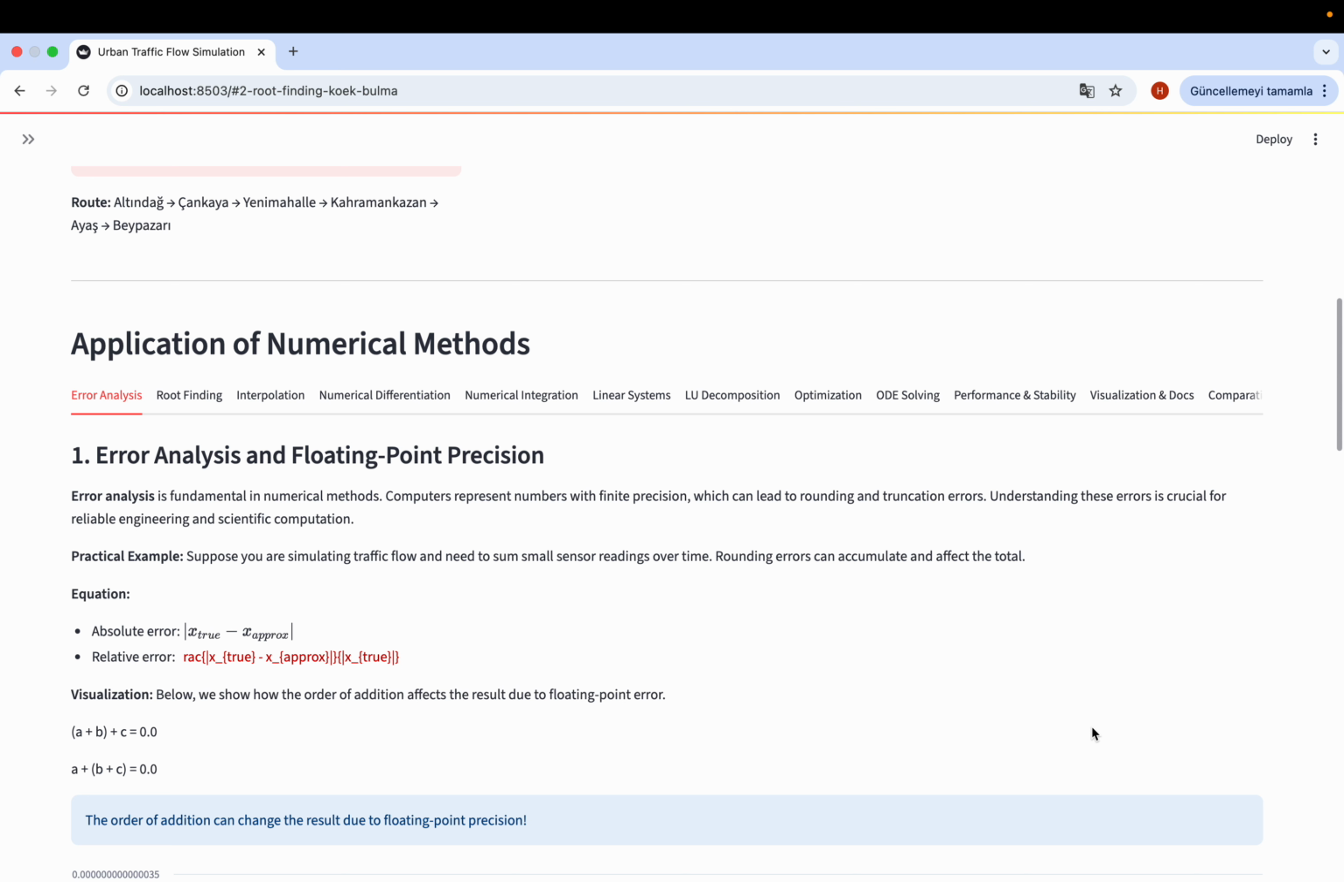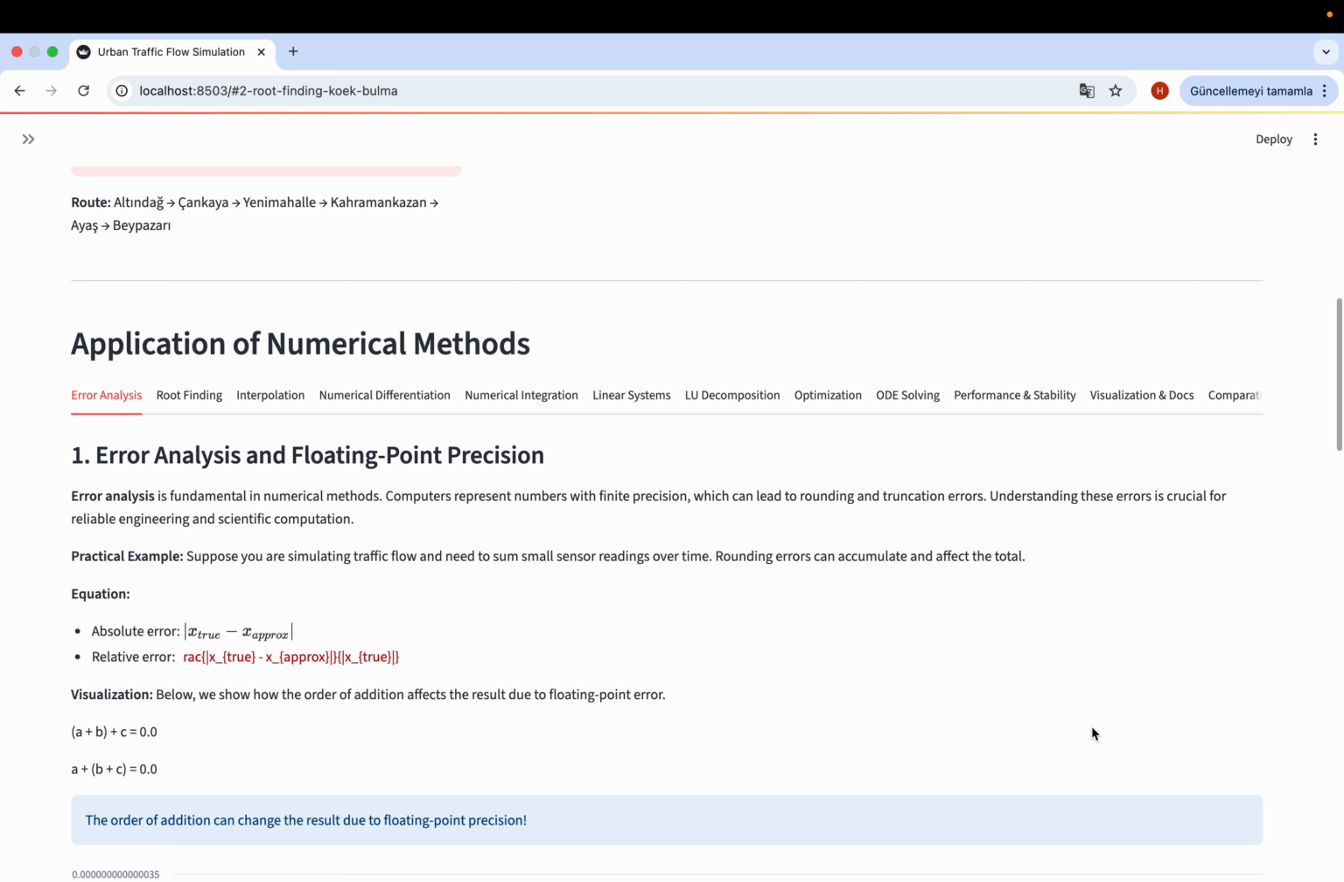These mathematical tools are not abstract academic concepts, they are powerful instruments that allow us to model, simulate, and solve problems that arise in engineering and real-world systems like urban traffic. In this section, I will guide you through 12 numerical methods one by one and explain how they were practically applied in our traffic simulation project. Error analysis.